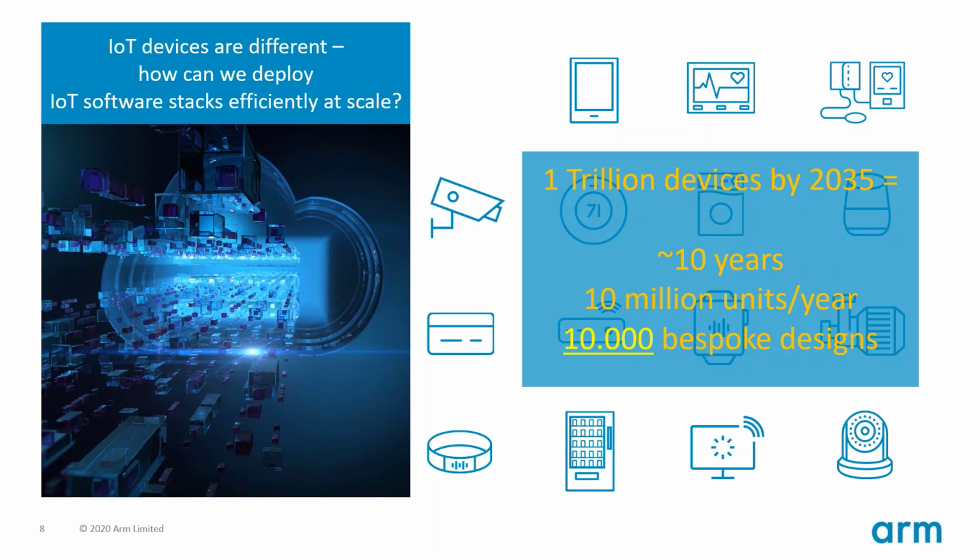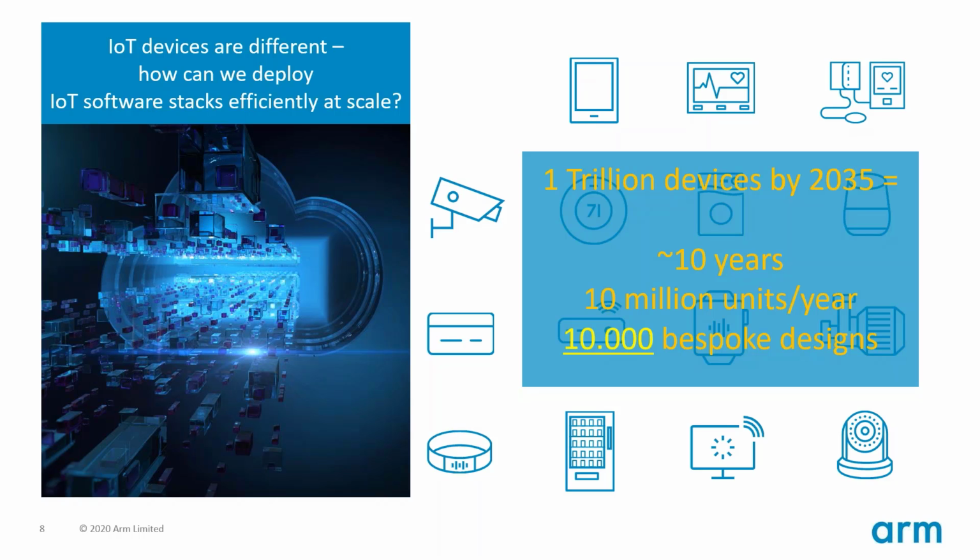We estimate actually that we will have 1 trillion devices connected to the internet by 2035. So this is an industry estimation. And this is an incredibly high number. Therefore, I break it down also to help me understand the number better. What this really means is that we have in 10 years, every year, 10 million units on 10,000 bespoke designs.